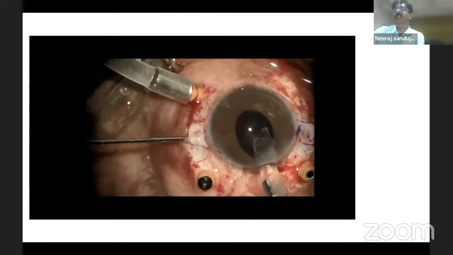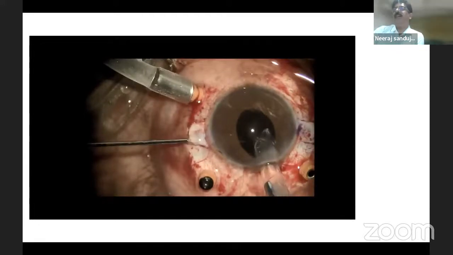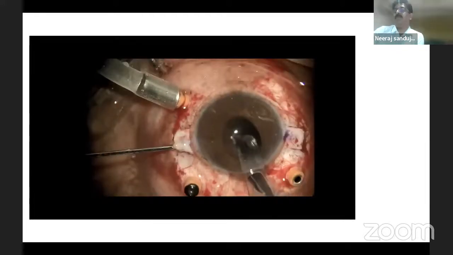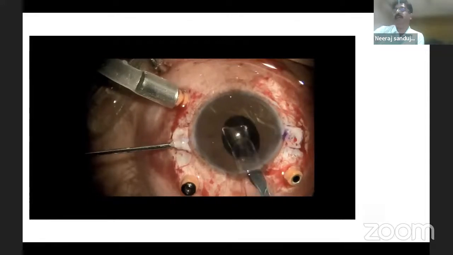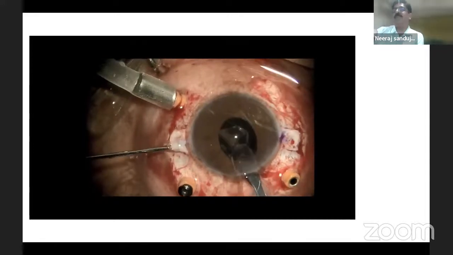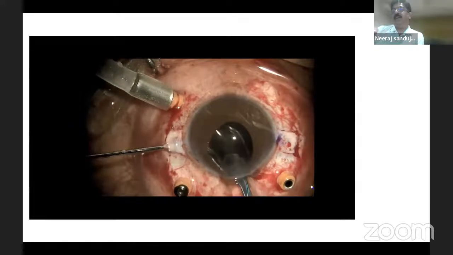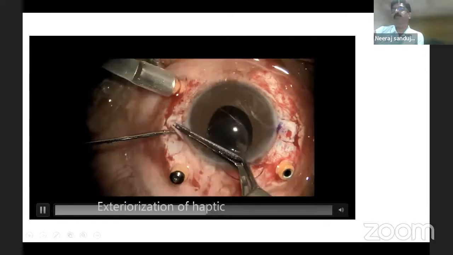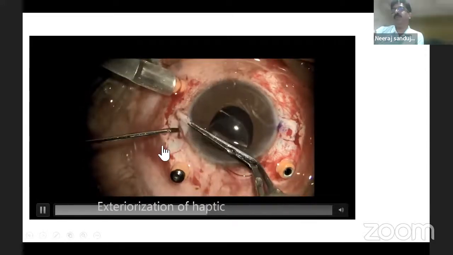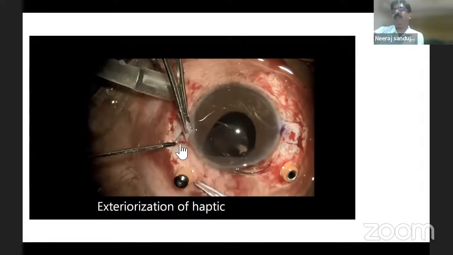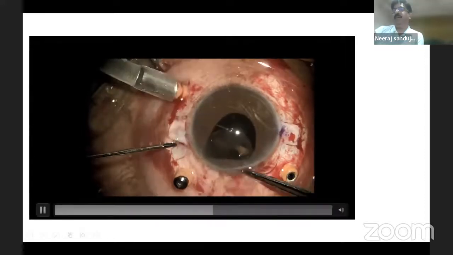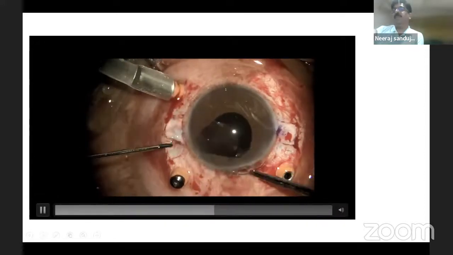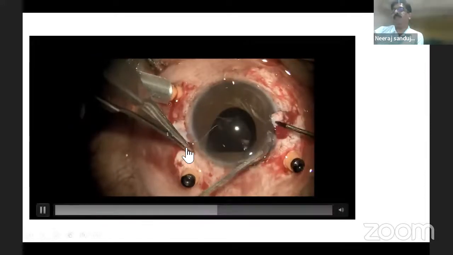The leading haptic has to be caught at the edge of the haptic itself. You can see the lens is being injected one way, and the haptic is being brought out the other way very gently, so that you do not damage or break the haptic. It has to be held at the tip of the haptic only. Now you are making space for the optic to go inside. Your assistant holds the tip of the haptic, and you go through with the end gripping forceps from the other side.